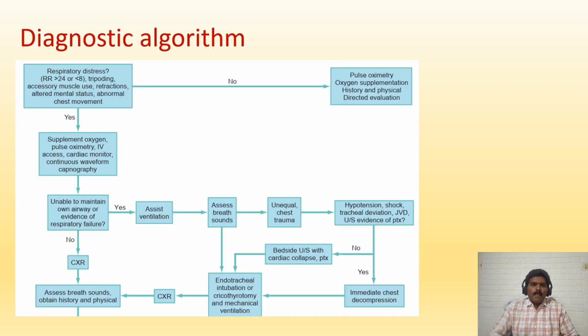Endotracheal intubation can be performed if the patient is in respiratory failure, or cricothyrotomy and mechanical ventilation can be instituted. Get a chest X-ray done. With the chest X-ray, assess breath sounds, obtain history and physical examination. Once these investigations are at hand, if BNP is positive and there is an interstitial pattern on the chest X-ray, this is a case of pulmonary edema.